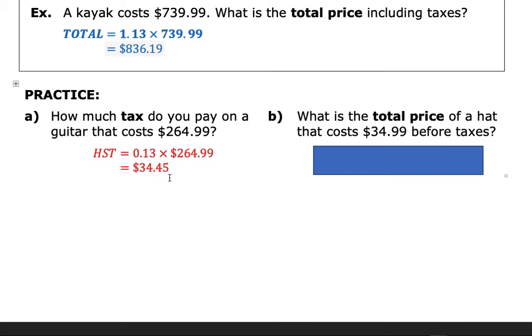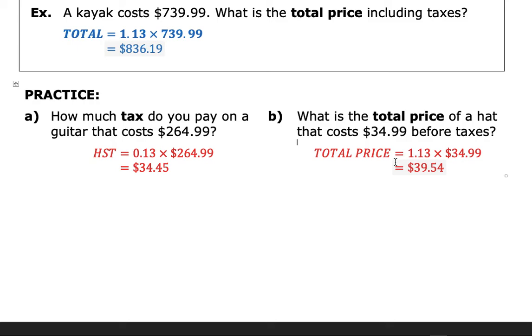What is the total price of a hat that costs $34.99 before taxes? So if this is the price before taxes, we can multiply it by 1.13 to get the original price and an additional 13% for taxes. And that price would be $39.54.